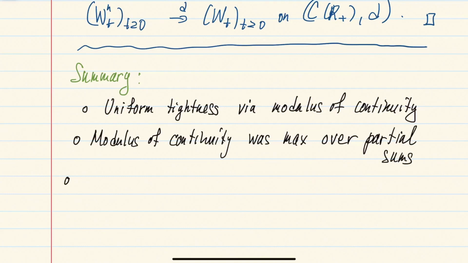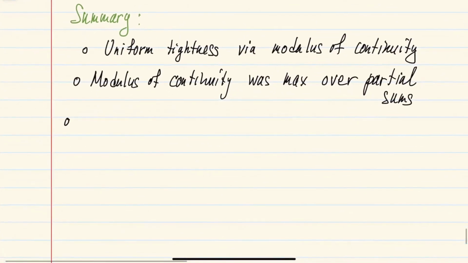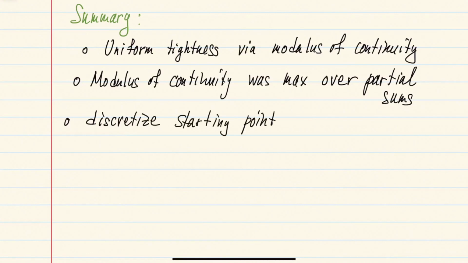And so as a result, one important observation was to notice that we can discretize the starting points. There were just too many of them when n goes to infinity. And finally, when we want to control the maximum of the partial sums, we just control this by using Kolmogorov's inequality.